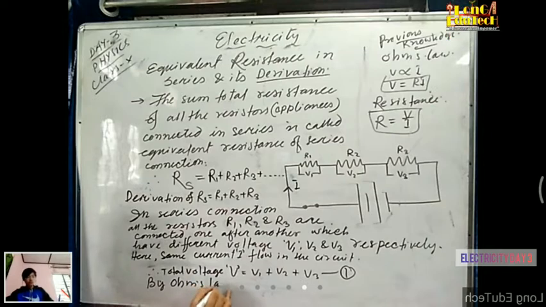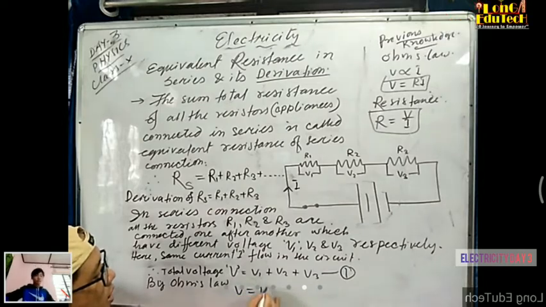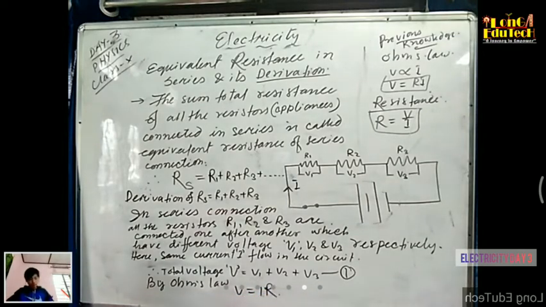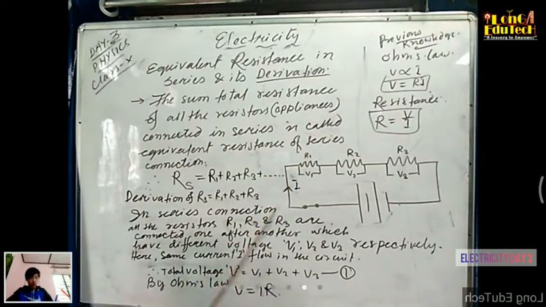By Ohm's law, what do we know? V is equal to IR. Am I right? We know that by Ohm's law V is equal to IR. Then what about V1? For V1, which resistance is it? R1, right? So in place of R, R1 will come. Therefore, similarly, what will come?